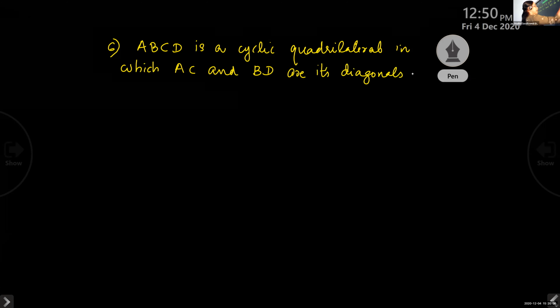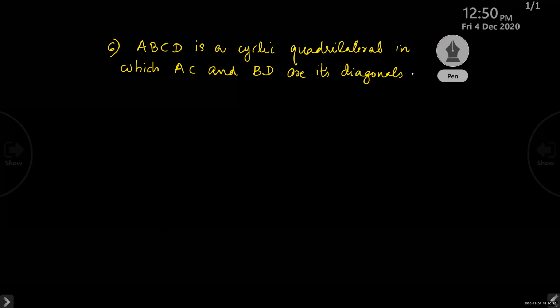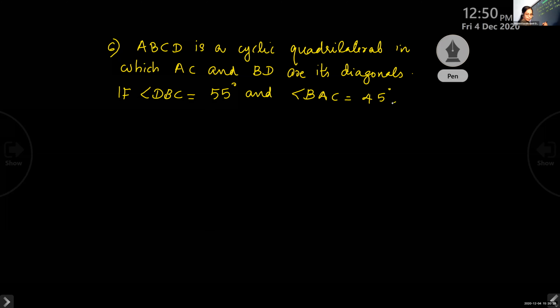We have one more period, right, children? Diagonals. If angle DBC equal to 55 degree and angle BAC equal to 45 degree, find angle BCD.